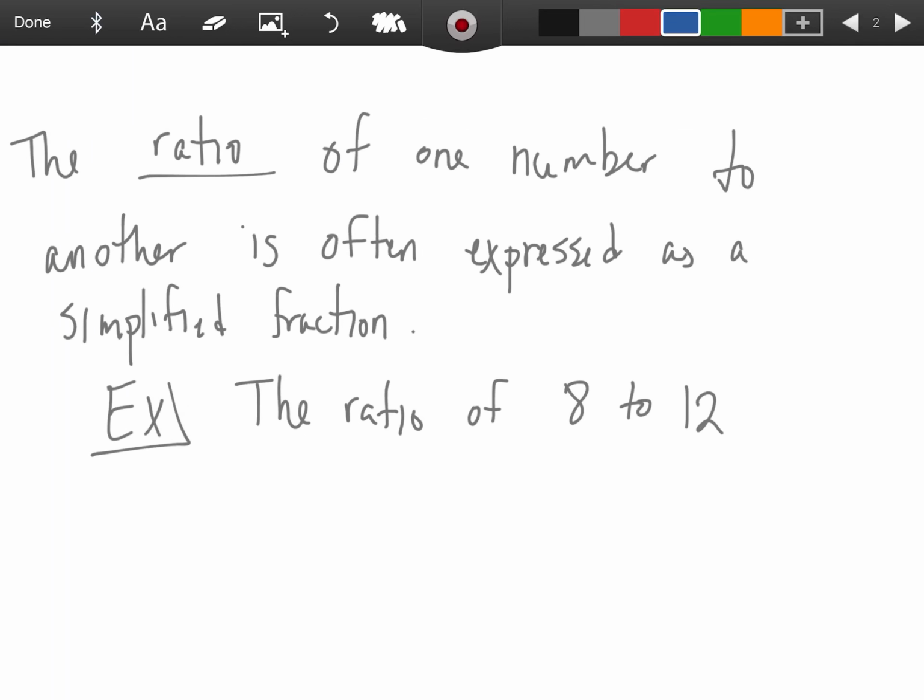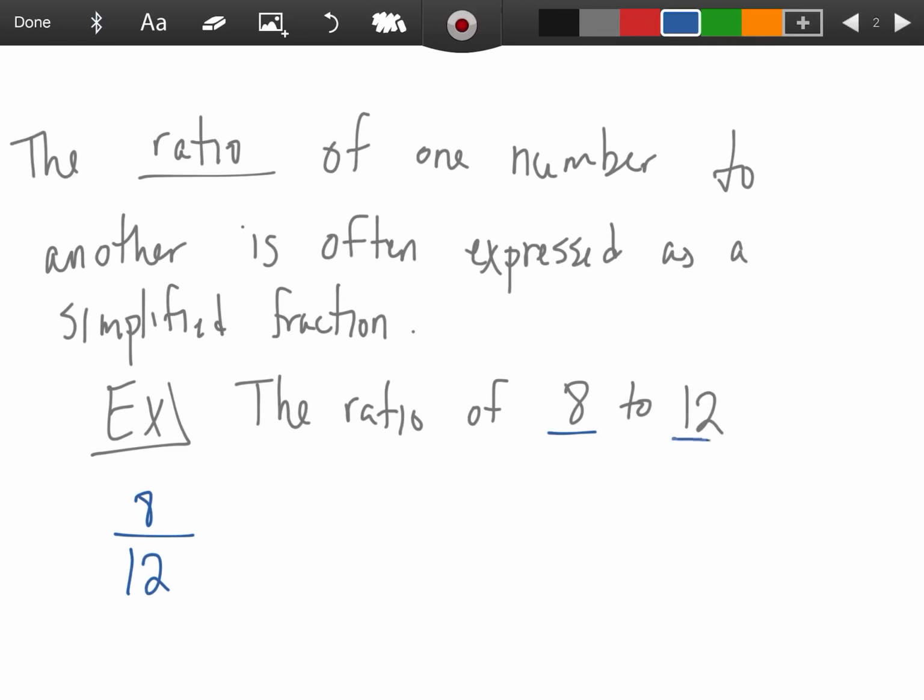All right, so what is a ratio? The ratio of one number to another is often expressed as a simplified fraction. You've probably seen these ratios before. This first one we're going to start off with is, let's find the ratio of the number 8 to the number 12, the ratio of 8 to 12. Ratios are often written as a simplified fraction. So let's start by writing 8 over 12. We'll take the first number and put it in the numerator, the top of the fraction, and then take the second number and put it in the denominator, the bottom of the fraction. So now we have 8 over 12.